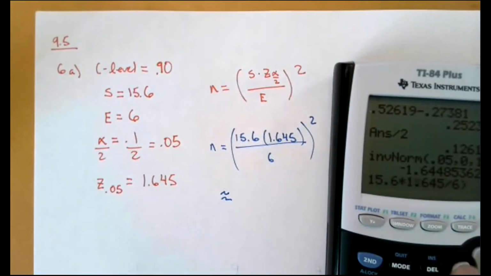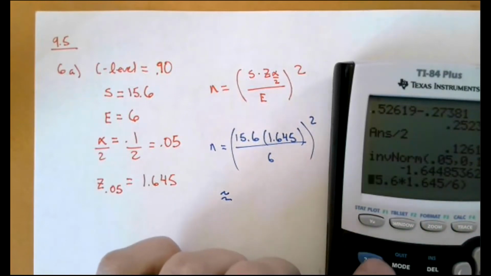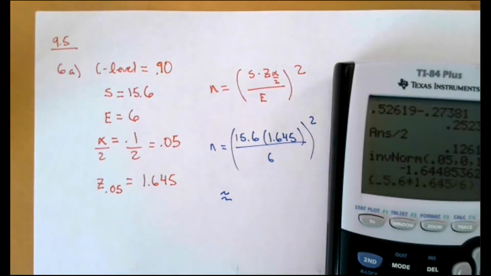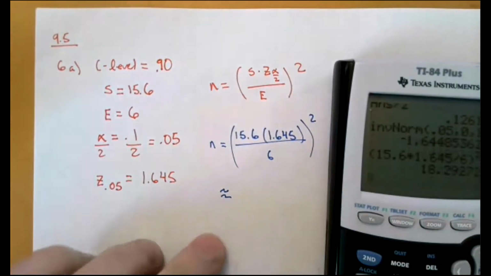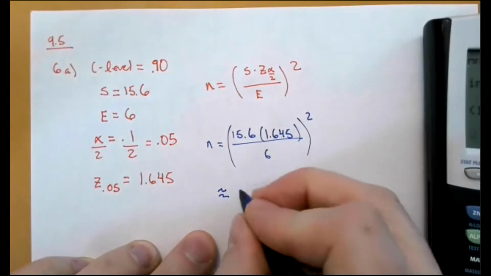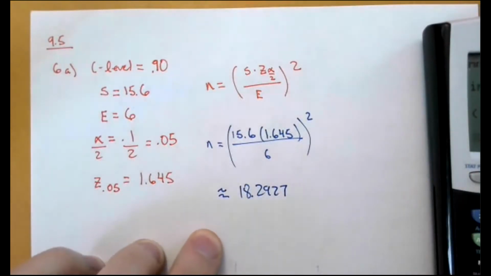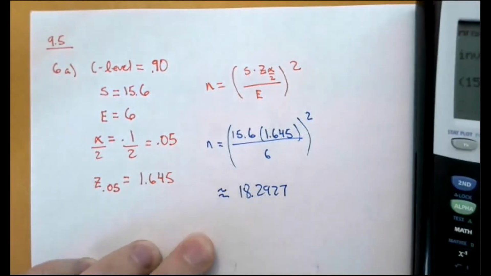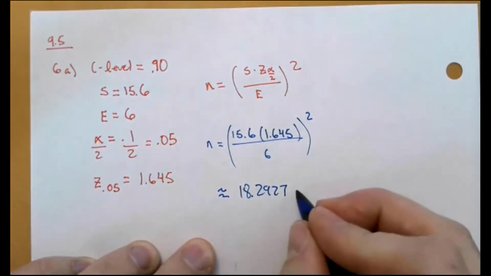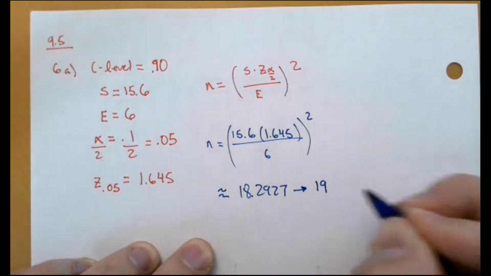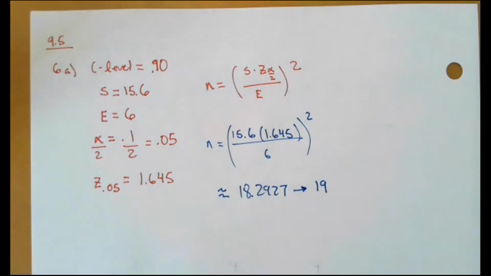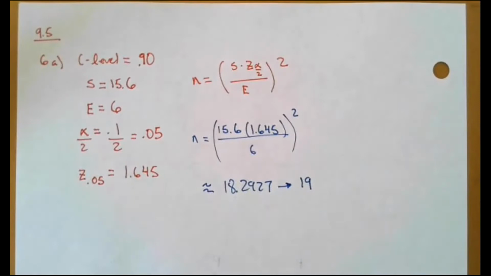Oh, I should have put in my parentheses. I got 18.2927 something, something, something. Does that seem right? Yeah, I think we're okay. So that means we need to round this to 19. I'll pause there for a moment.